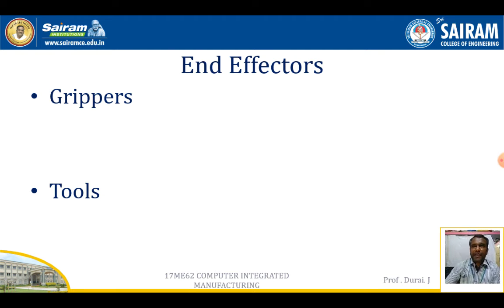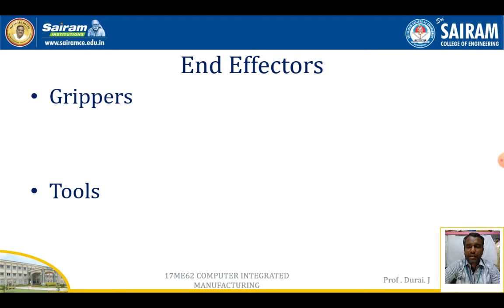Then comes the end effector. An end effector is a robot device attached to the robot to perform various tasks. There are two different types of end effectors: one is the grippers and the other is the tools. The grippers are used to hold the components. The tools are used to perform the operations, usually painting, drilling and welding. These are all the operations you can carry out with the help of the tools: drilling tool, painting tool, as well as welding tool.